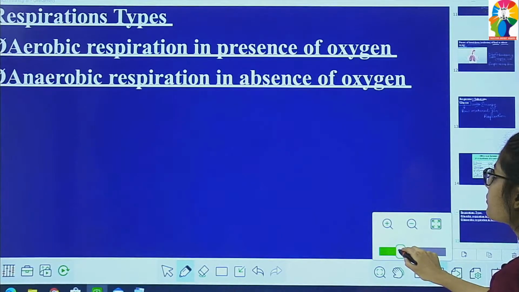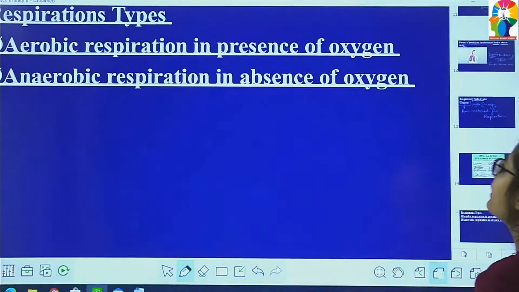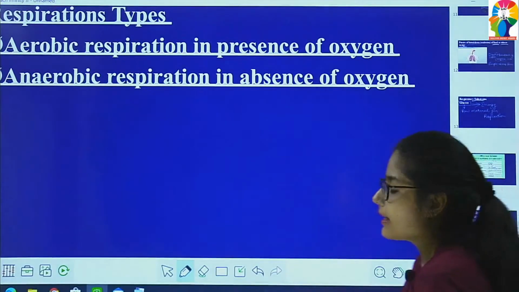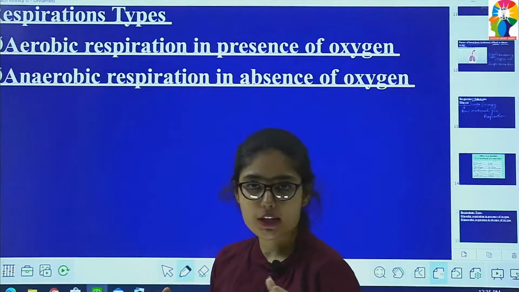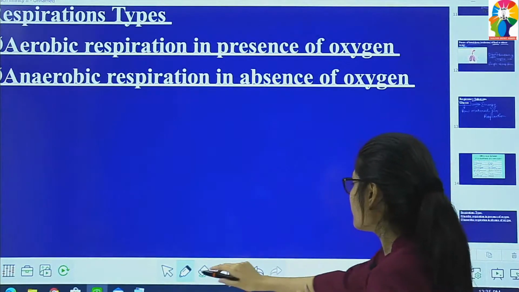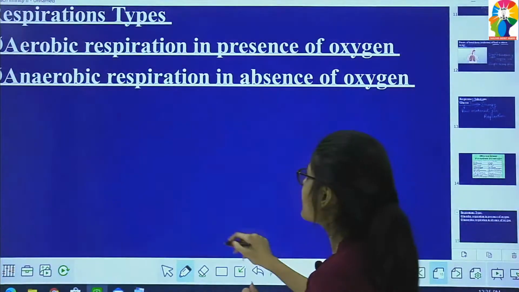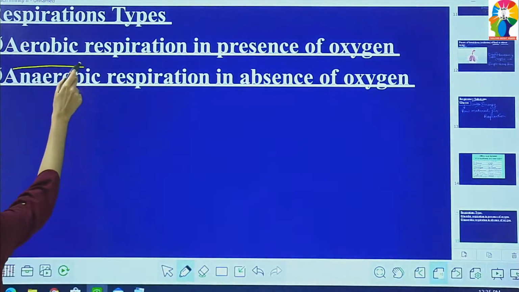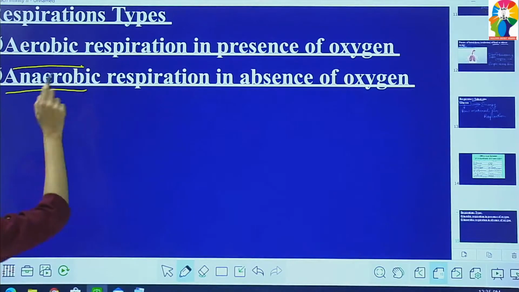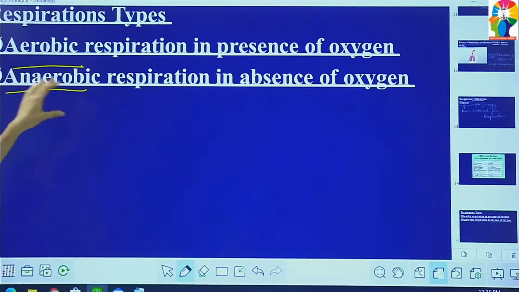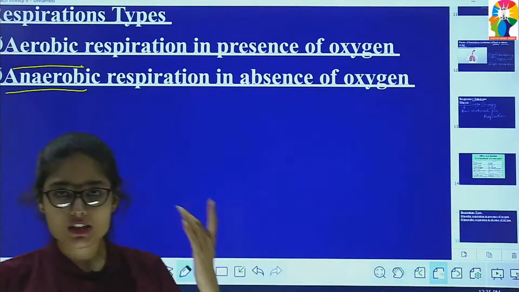Okay, now respiration types. Respiration is of two types. The first one is aerobic respiration, and the second one is anaerobic respiration. What is aerobic respiration? It is respiration in the presence of oxygen.